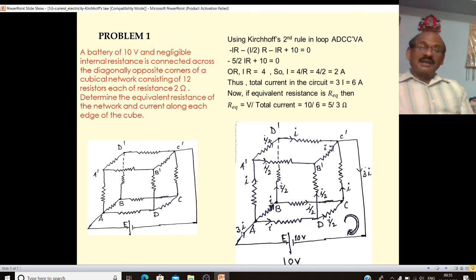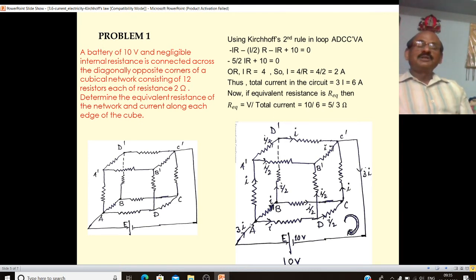If we take the current I, then here it will be I by 3, I by 3, I by 3. Again, I by 3 will divide into 2 parts, so I by 6, I by 6. Just for simple calculation, here we have taken 3I.